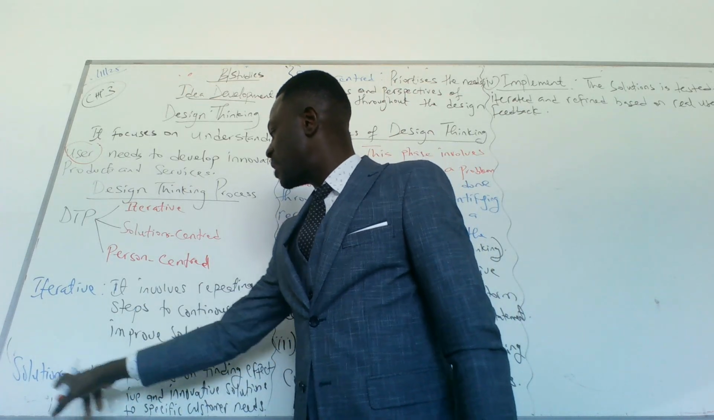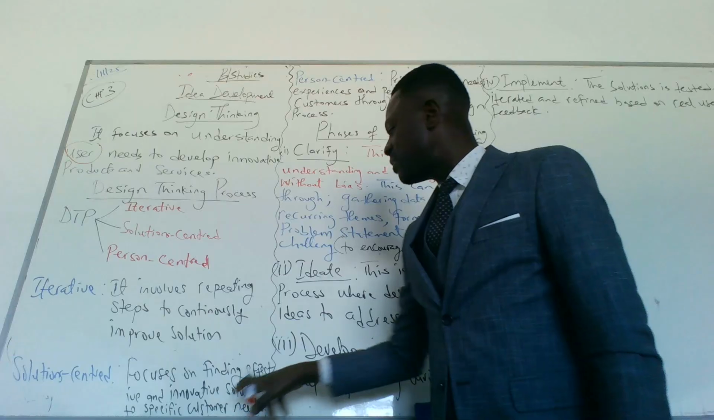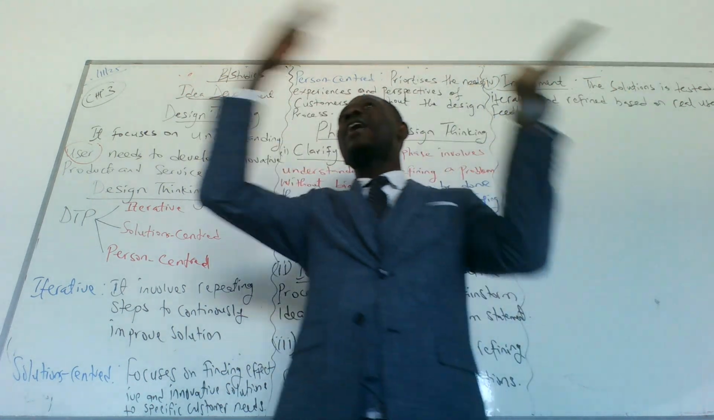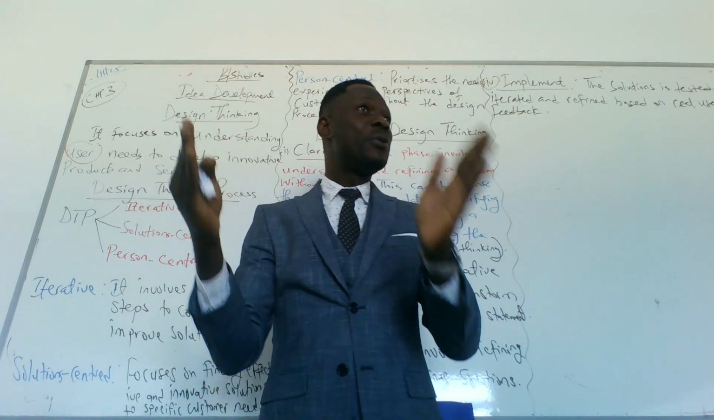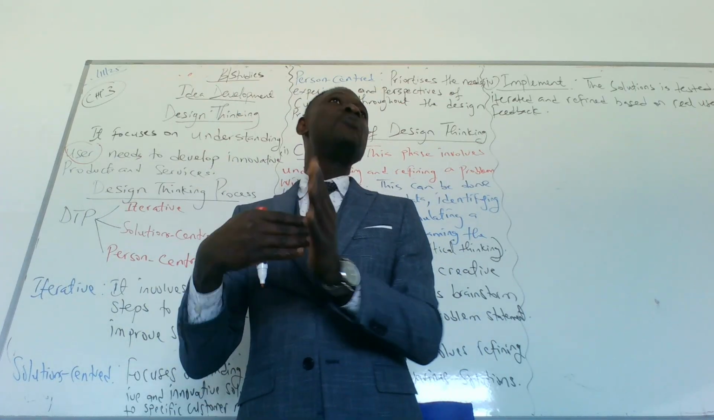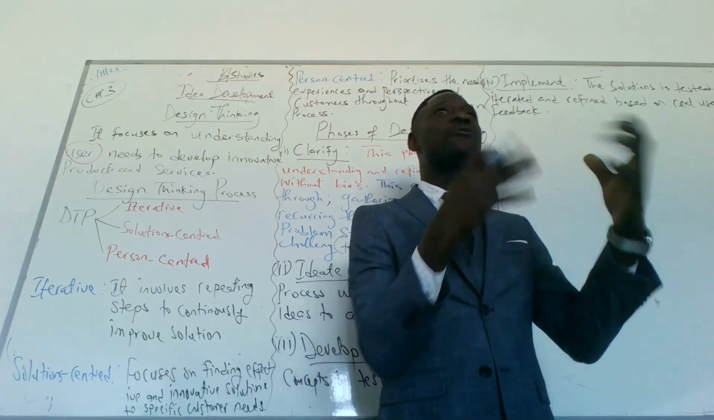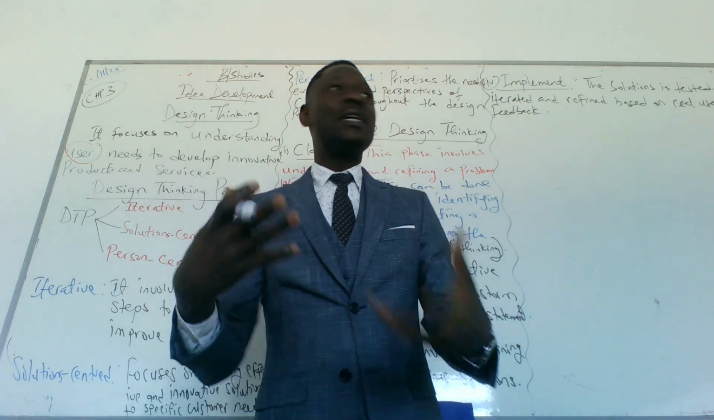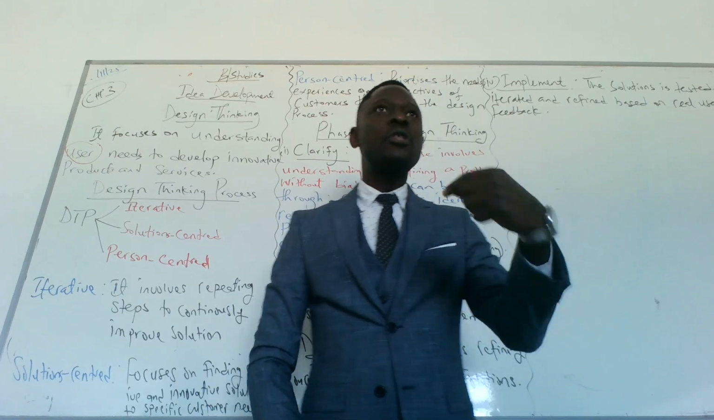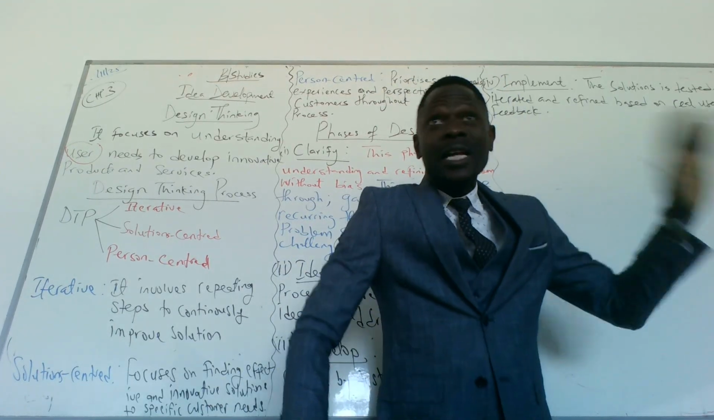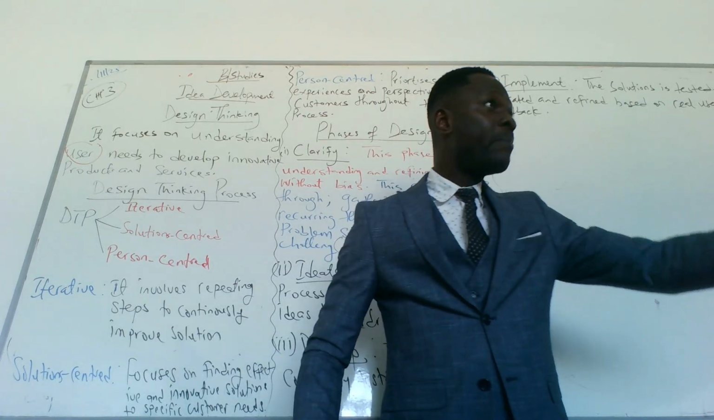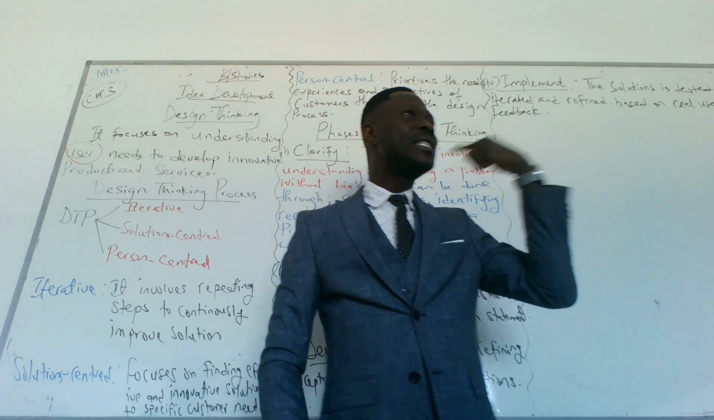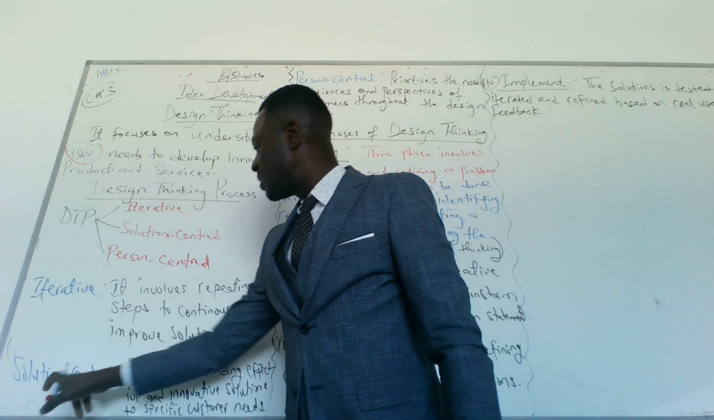The second one is solution-centered, which focuses on finding effective and innovative solutions to specific customer needs. Everything has to end with the customers. Whatever we produce, whatever we think about production, it's going to end with what? The customers. So we continuously try to focus on how to solve customers' problems, because it is only when we are able to solve their problems that they're going to buy from us. So you have to think about what customers will need, and that is their problem. As soon as you think about what they need, then you produce it and they buy it.